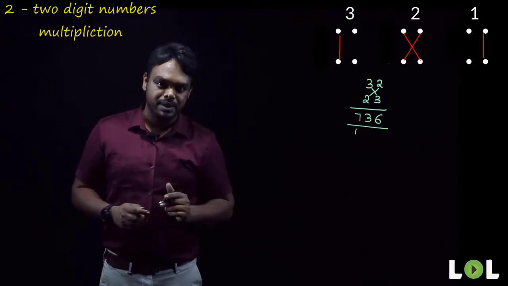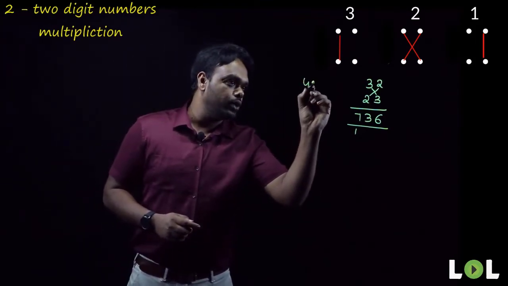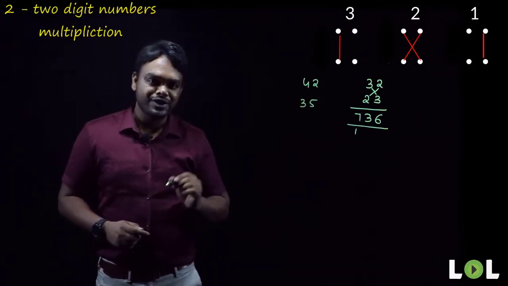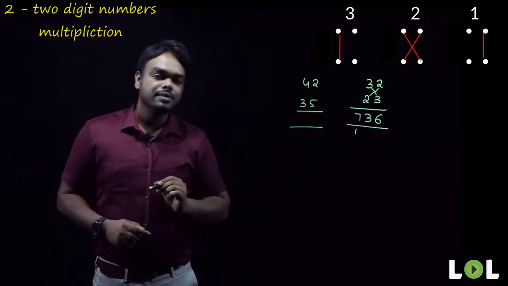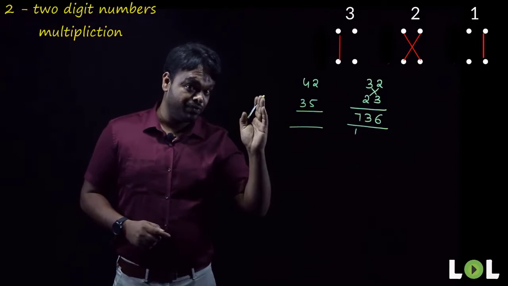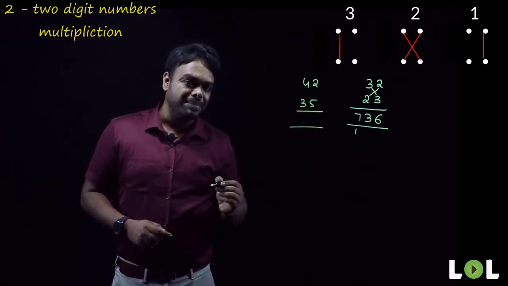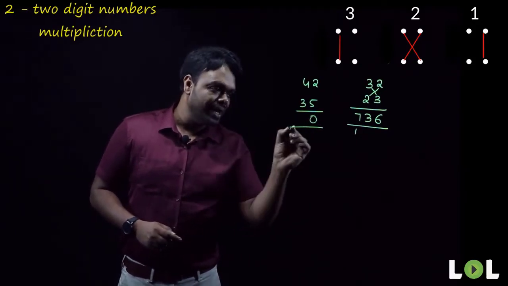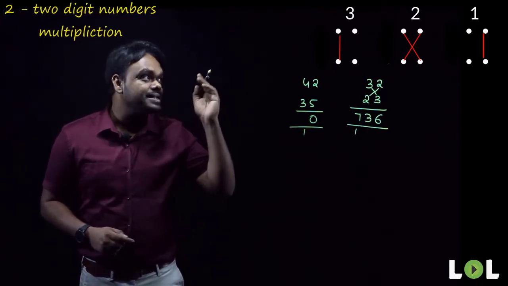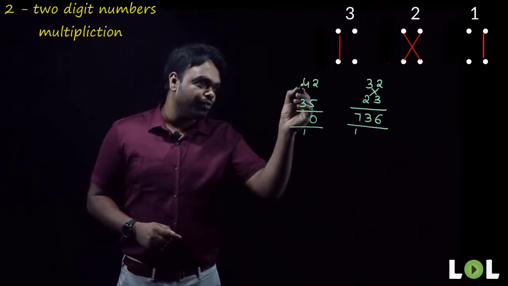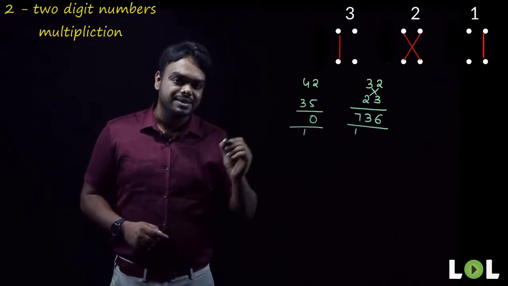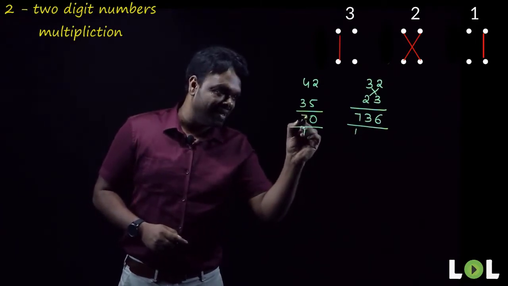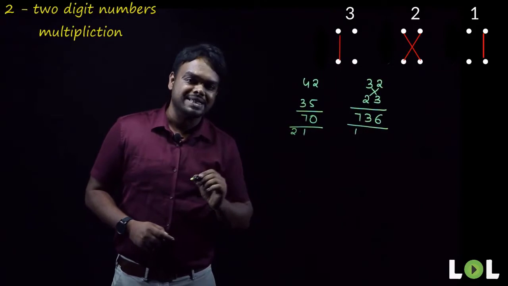Let us take another example. What if I take 42 into, let's say, 35? Now, let's apply the algorithm. First step, multiply first column from right hand side. So we'll multiply 2 into 5, which is 10. We drop 0 because we always drop one digit and 1 is carry for the next step. And in the second step, we are cross multiplying both the columns. So 4 into 5 is 20, 2 into 3 is 6. 20 plus 6, 26. And then we have 1 carry, that is 27. So we'll take 7 here and we'll take 2 as carry for the next step.